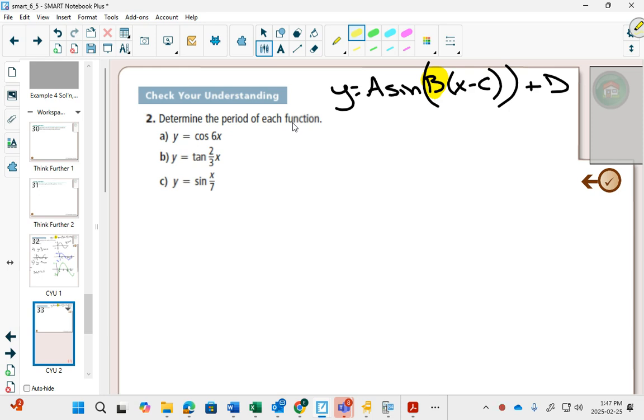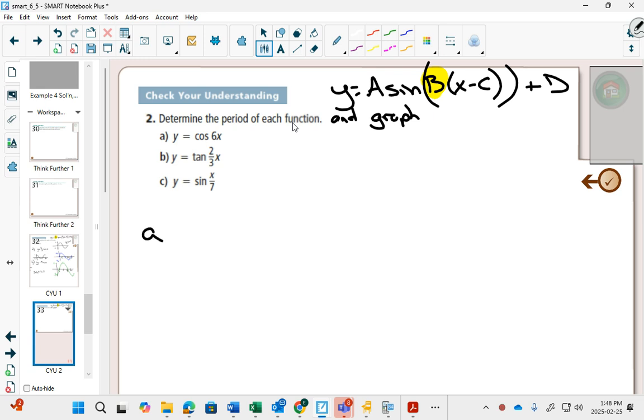Horizontal stretches and compression. So we know that x's are linear, so that b value, if you had a 6, tells you should multiply your x values by 1/6. But there's going to be a shortcut involved in this as well. So the question says determine the period, just like we did in question 1. We're also going to graph to see how the shortcut can help us with the graph.